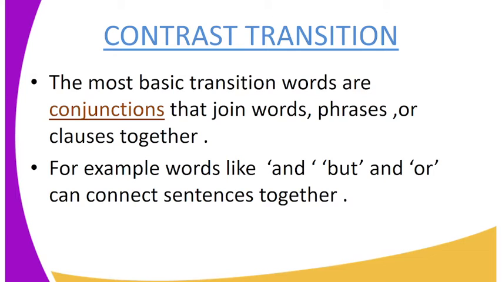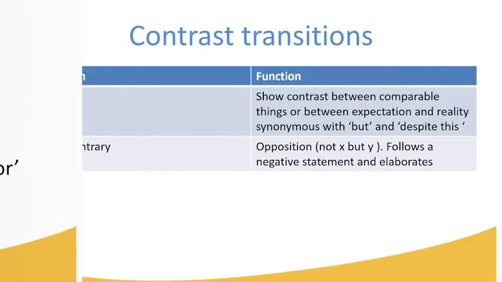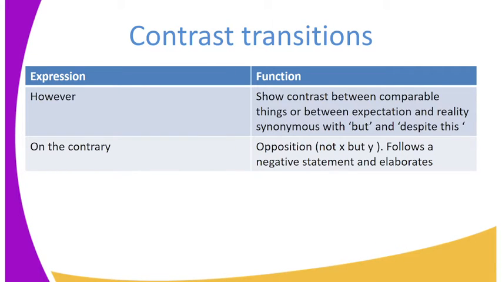So the most basic transition words are conjunctions that join words, phrases and clauses together. For example, words like and, but, or can connect sentences together. So we have contrast transitions, examples of contrast transitions. Here in this table we have an expression on one side, and on the other side we have the function.